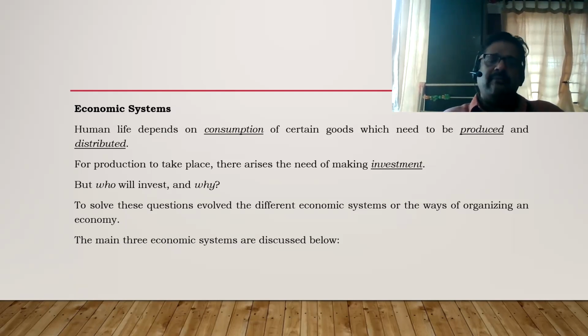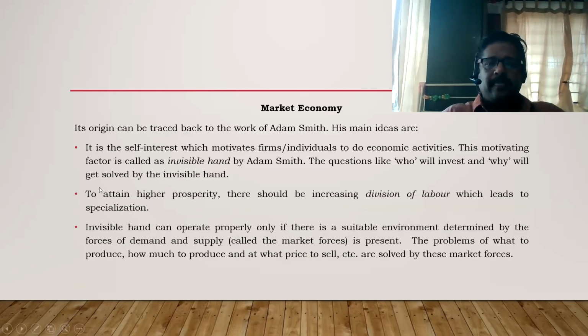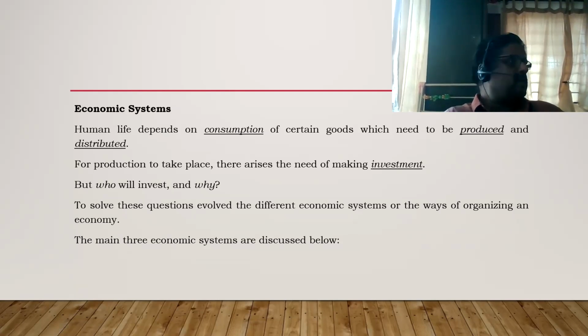To solve these questions evolved the different economic systems, or the ways of organizing an economy. So we have discussed earlier the different economic activities. Human life depends upon consumption of goods and services. We all consume goods and services to satisfy our wants, and these goods and services are known as commodities. And these goods and services which satisfy human wants have to be produced, and not only produced, they have to be distributed among the people also.